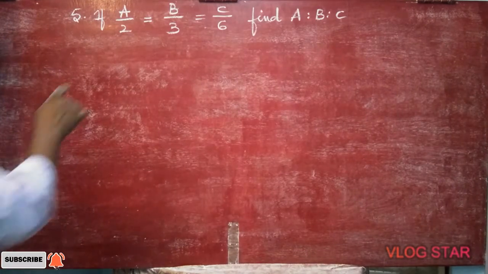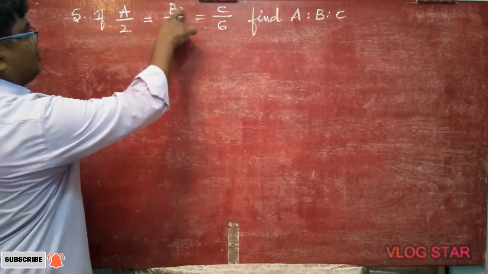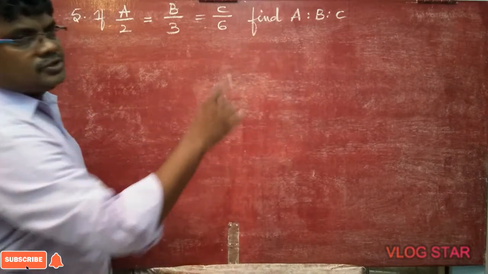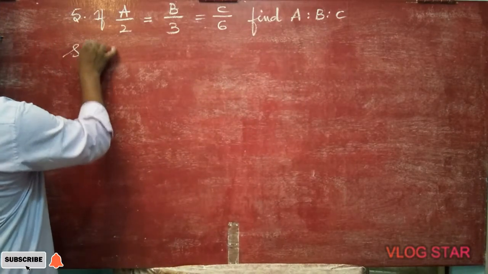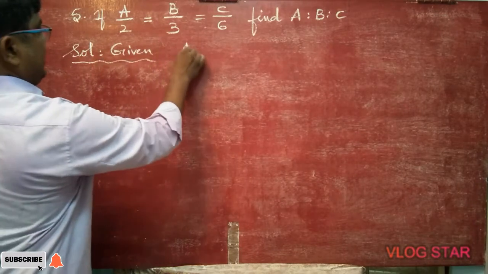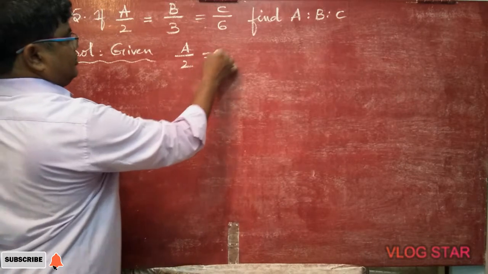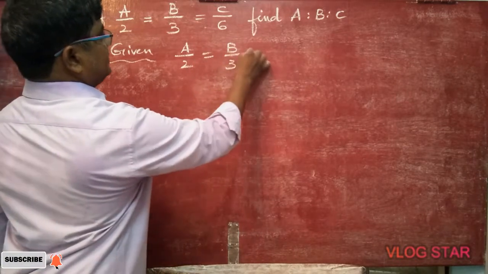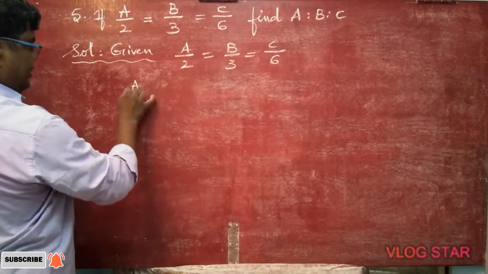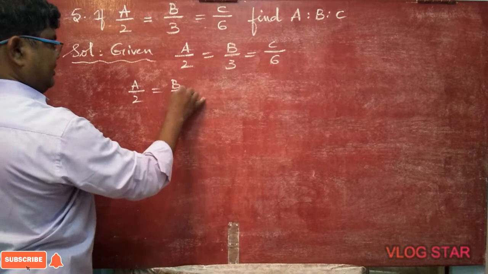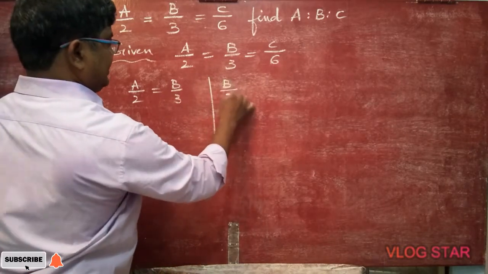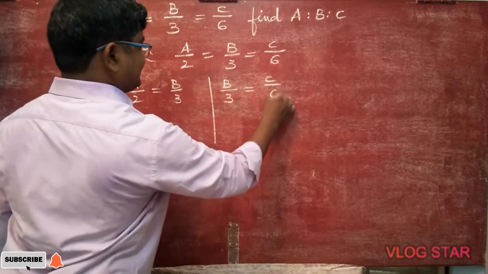Fifth problem. If A by 2 is equal to B by 3 is equal to C by 6, find A is to B is to C. Solution. Given A by 2 is equal to B by 3 is equal to C by 6. Now A by 2 is equal to B by 3, one combination. Next, B by 3 is equal to C by 6.